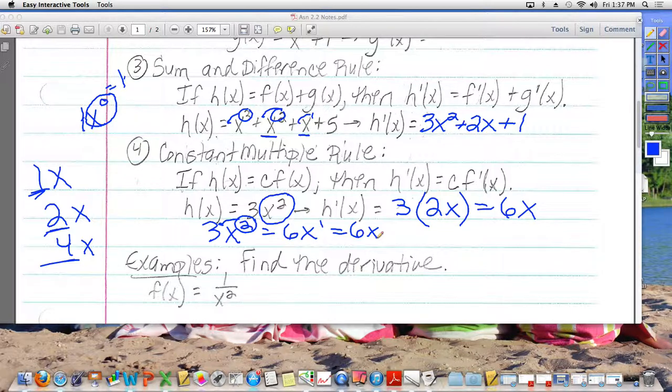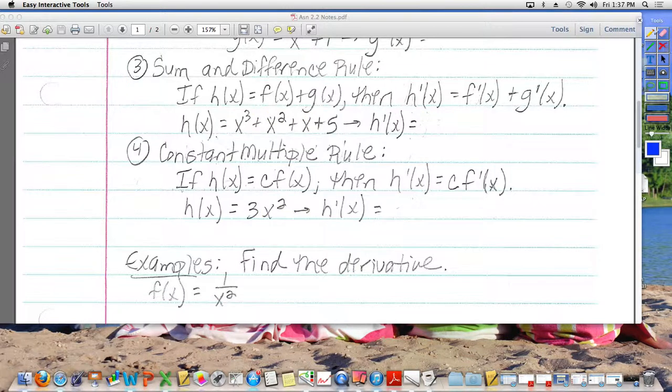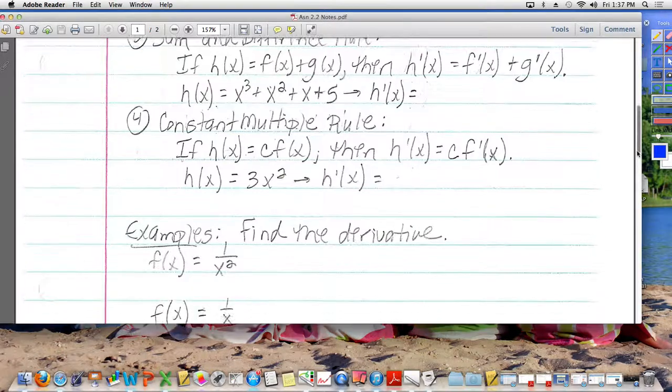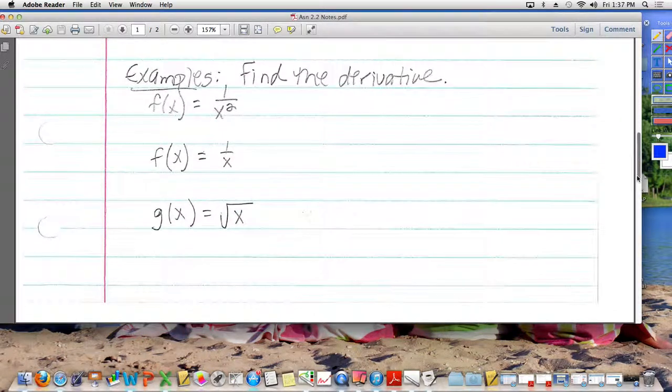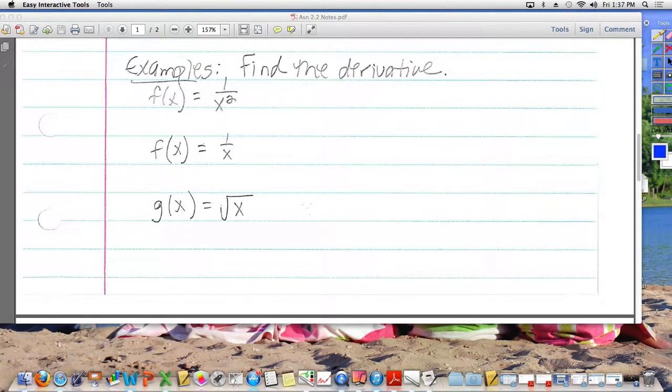Let's do some examples. Those examples that we talked about are not bad, but then I'm going to throw some homework at you and you're going to get weird things like 1 over x squared and you have to find the derivative. Now, you certainly could go back and do it the old way, but we're not going to. Find the derivative of these 3 functions. So f of x is equal to 1 over x squared.